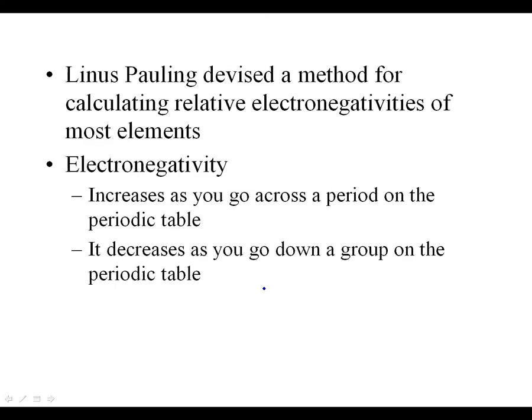So a guy by the name of Pauling came up with a scale for electronegativity that helps you determine whether or not electrons will be shared equally. This scale of electronegativity goes from 0 to 4, 4 being the most electronegative, and we'll see it in just a second, while 0 is pretty much not very electronegative at all.